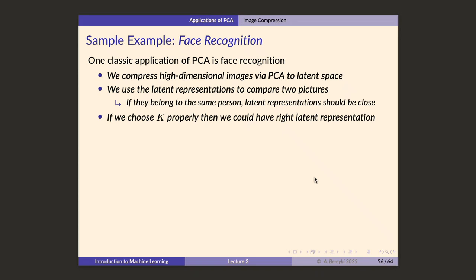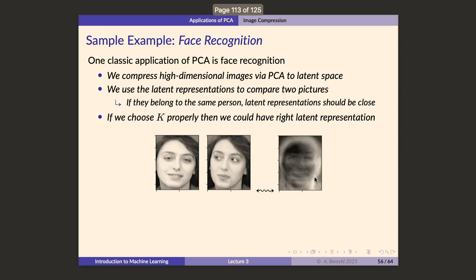Okay? So the latent space representations. And if they are very similar, then we consider them to be the same person. For instance, just consider these images. Both of them are the same person, but in each of them, she has a different gesture, right? And then if you just compare the pixels, this one could be essentially very different from this one, right?